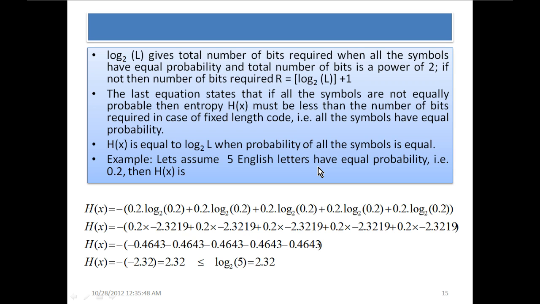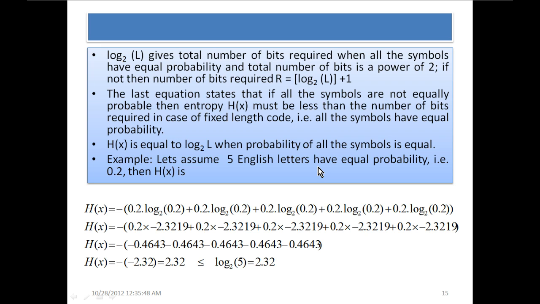Log base 2 L gives the total number of bits required when all the symbols have equal probability and the total number of symbols is a power of 2. If not, then the number of bits required is equal to log base 2 L plus 1. The last equation states that if all the symbols are not equally probable, then entropy H of x must be less than the number of bits required in the case of a fixed length code, that is, when all the symbols have equal probability. H of x is equal to log base 2 L when the probability of all the symbols is equal.